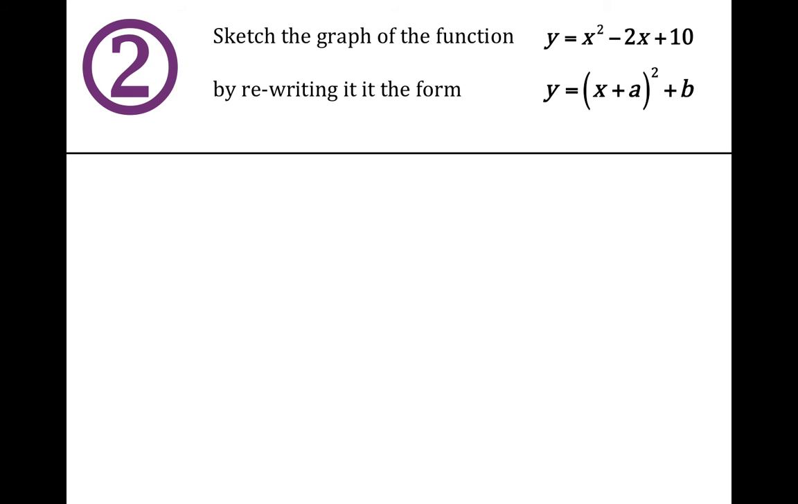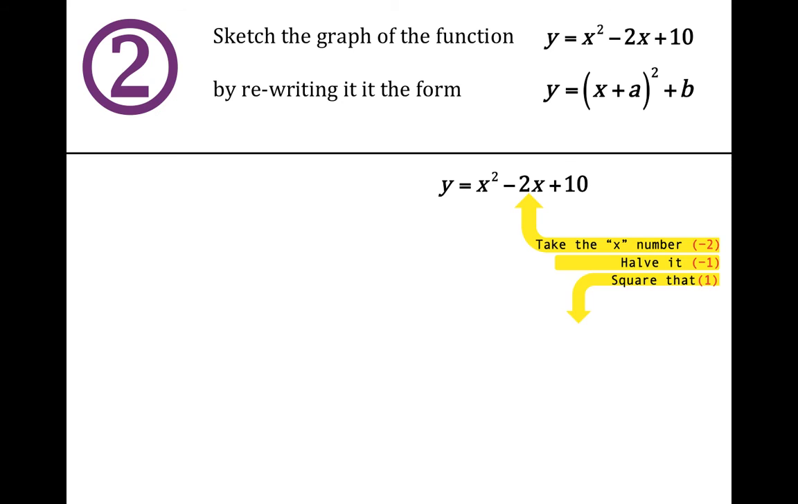So here is the answer to my second question, which was to sketch the graph of the function y equals x squared minus 2x plus 10 by rewriting it. So I'll start off with my x squared minus 2x plus 10, and I'm going to take the coefficient of x, the x number, which in this case is minus 2 because we've got minus 2x, and I'm going to halve that to get minus 1. I'm then going to take that minus 1 and I'm going to square it to get 1, because minus 1 times minus 1 makes plus 1.